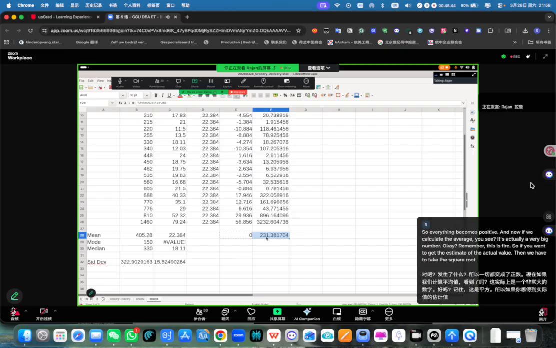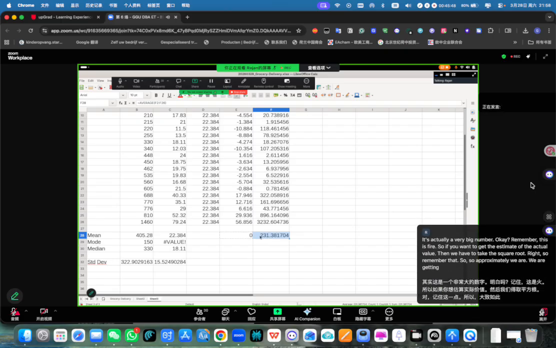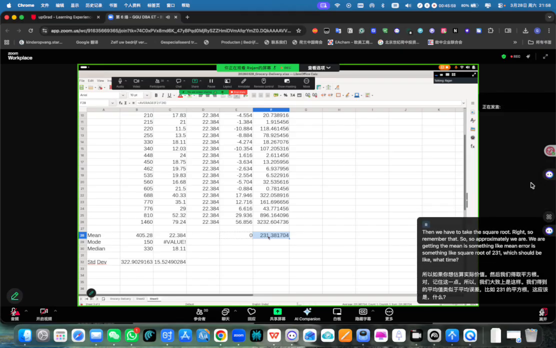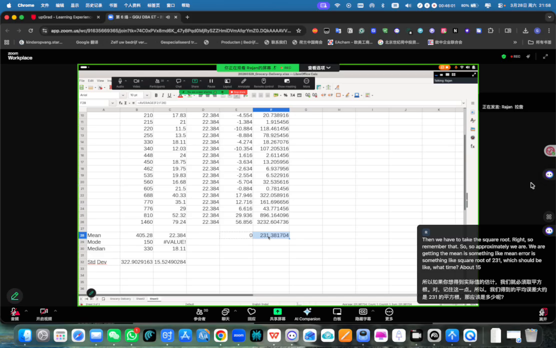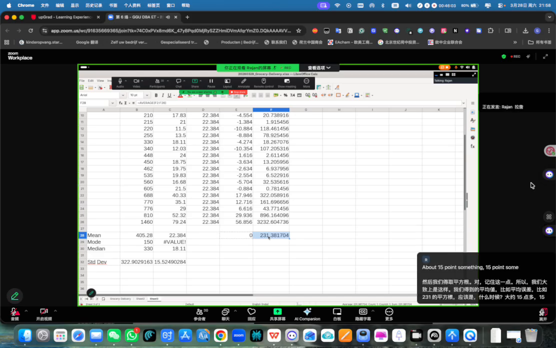Right? So remember that. So approximately the mean error is something like the square root of 231, which should be like 15 point something, 15 point something minutes is the average error we get. Okay. So this is why we do the square error.